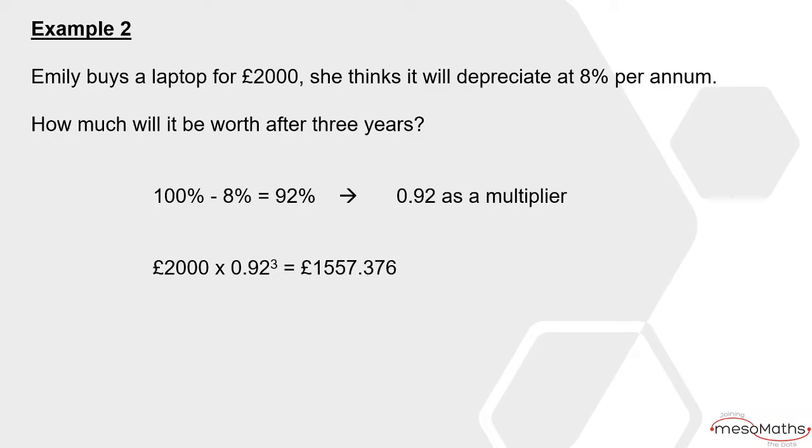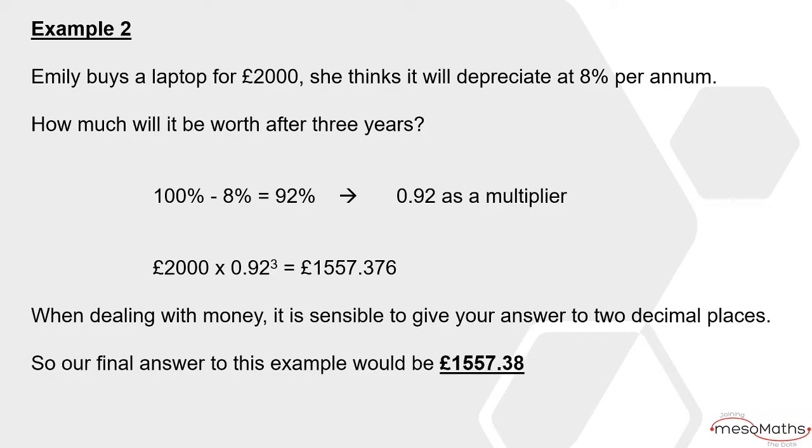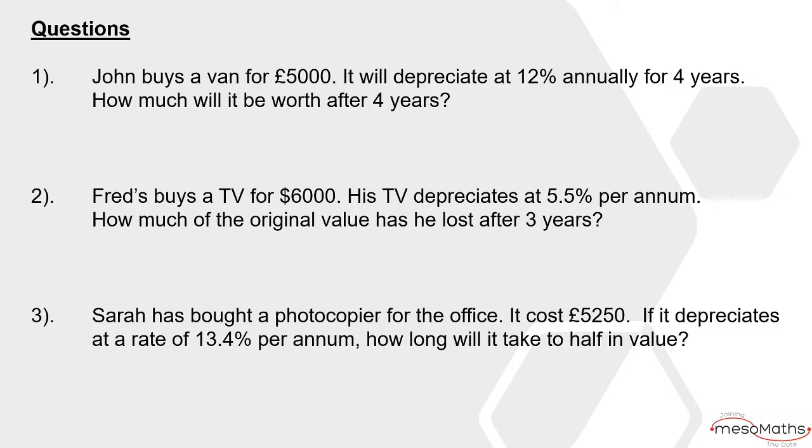Now you can type the calculation into your calculator. 2,000 multiplied by 0.92 to the power of 3, because it was after 3 years we wanted to know the value. Again, gives you an answer to 3 decimal places, which we're going to round for reasons we've already explained, giving you a final answer of £1,557.38.